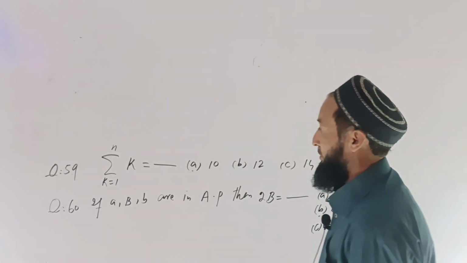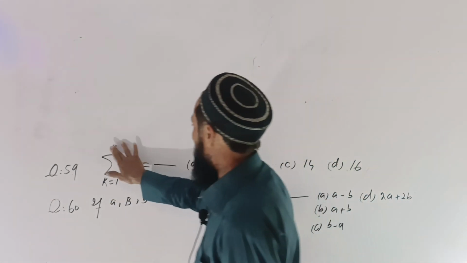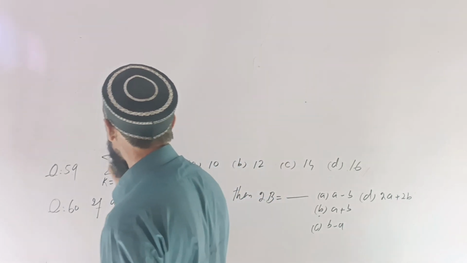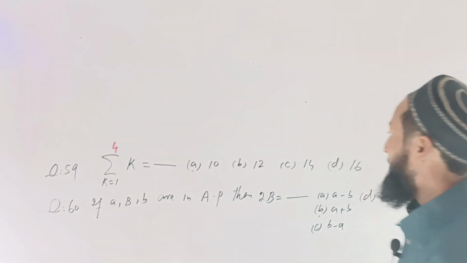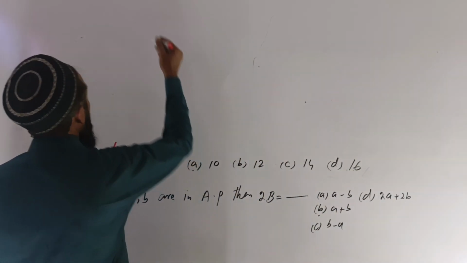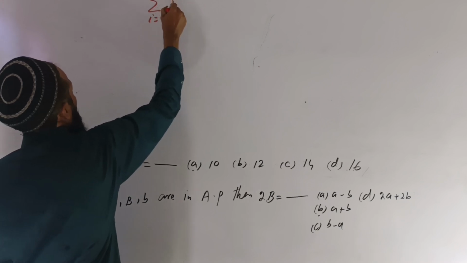And dear students, k is equal to 1 up to 4 terms are required here, not the general term, but 4 terms. So we use the general formula for the sum of the series, summation i equal to 1 up to n.